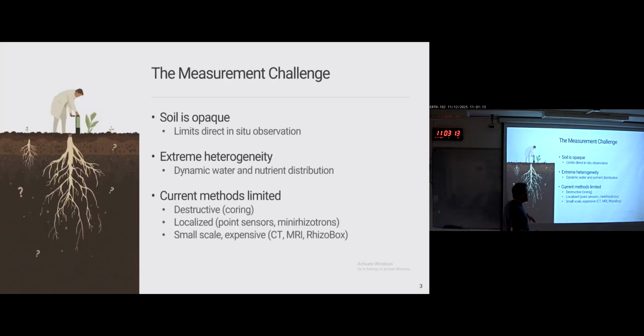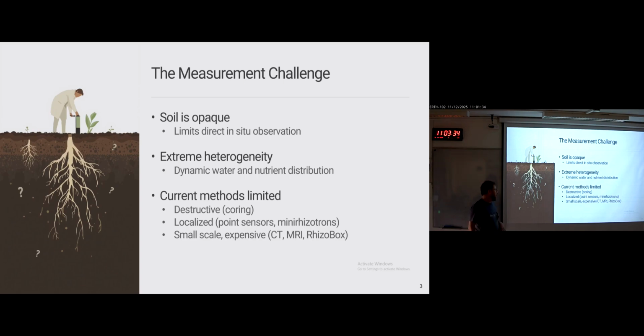However, it is really hard and challenging to measure roots in the subsurface. And the main reason is that we cannot see them, right? The soil is opaque. It is really hard to have direct observation of the root system. So this is one problem.